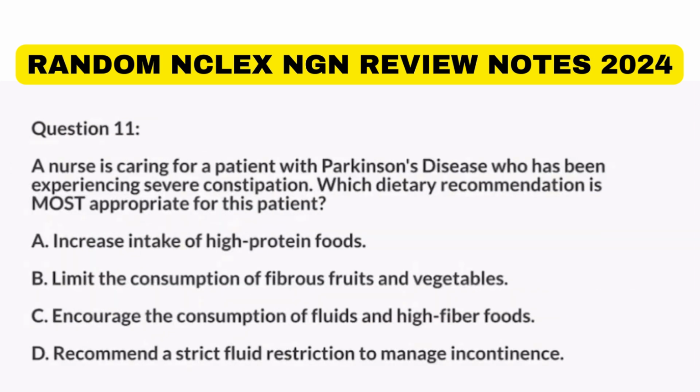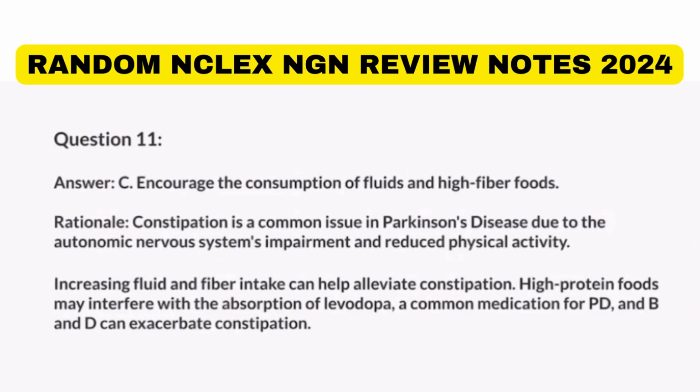Question 11. A nurse is caring for a patient with Parkinson's disease who has been experiencing severe constipation. Which dietary recommendation is most appropriate for this patient? A. Increase intake of high-protein foods. B. Limit the consumption of fibrous fruits and vegetables. C. Encourage the consumption of fluids and high-fiber foods. D. Recommend a strict fluid restriction to manage incontinence. Answer: C. Encourage the consumption of fluids and high-fiber foods.